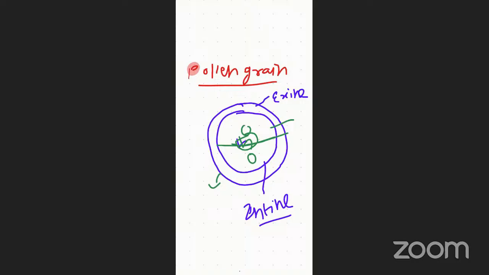In the male gametophyte, two cells are there. One is the tube cell, the second one is the generative cell. Right? Is it clear? Yes, sir. So don't get confused here.